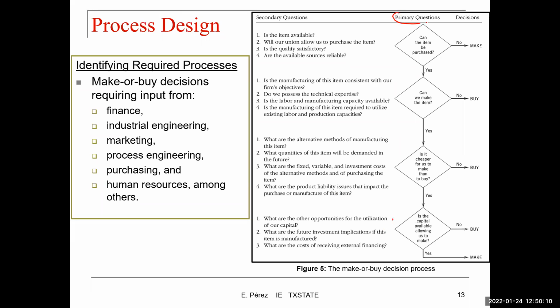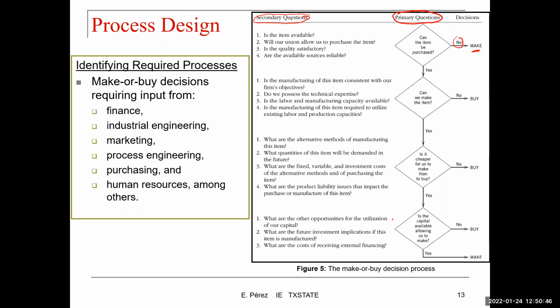So these are the primary questions. These are the questions that you are going to be asking first in order to make a decision. So for example, can you purchase the item? If the answer is no, that's simple. Then the only option that you have is to make that part for that item. But if you can purchase that item, then you can come up here into these secondary questions.